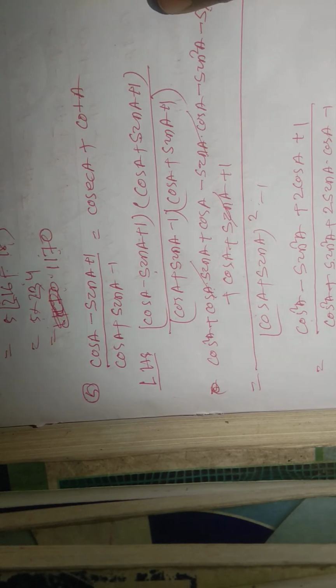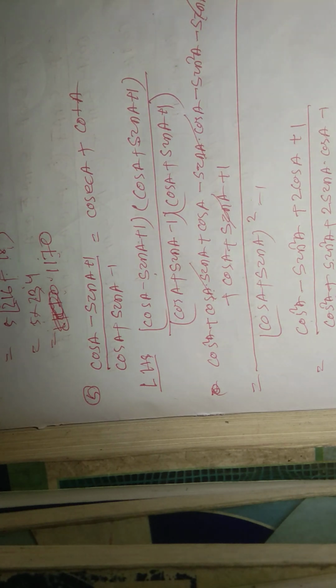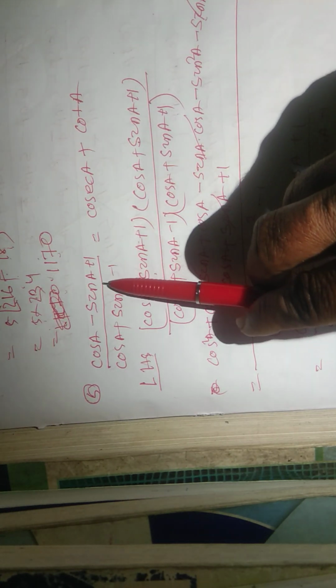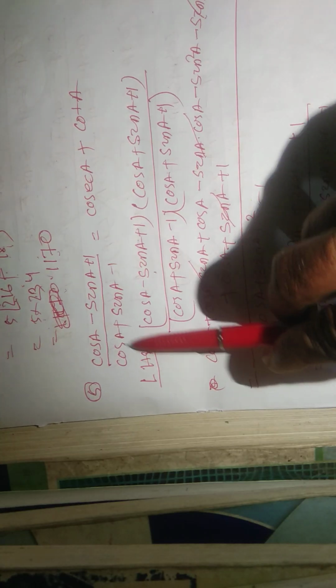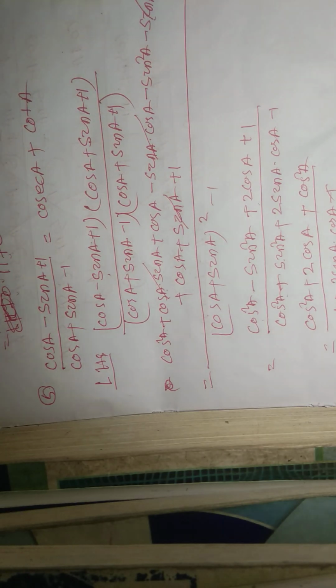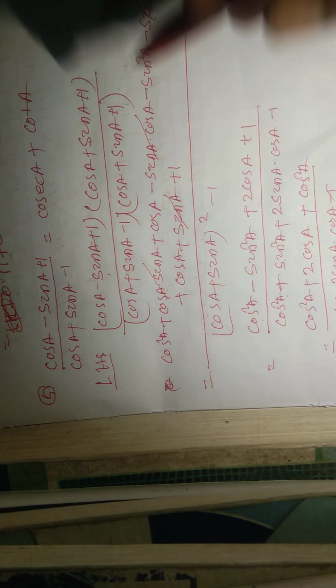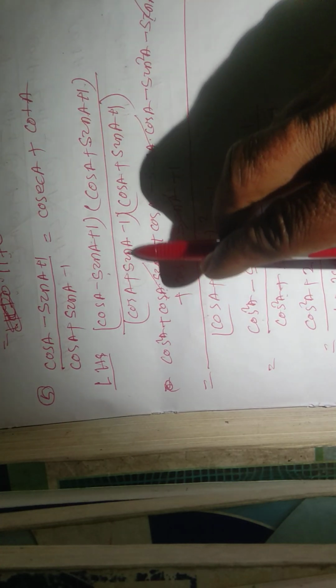Question number 5. Important question from trigonometry. Cos a minus sin a plus 1 divided by cos a plus sin a minus 1 is equal to cosec a plus cot a. First of all, we have to multiply the denominator and numerator by cos a plus sin a plus 1, divided by cos a plus sin a minus 1 into cos a plus sin a plus 1.